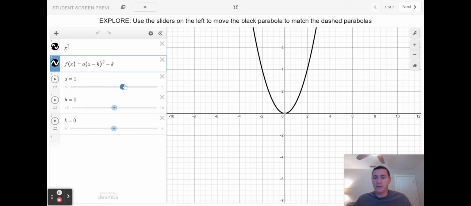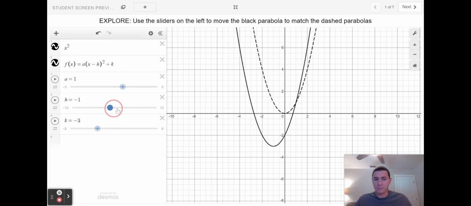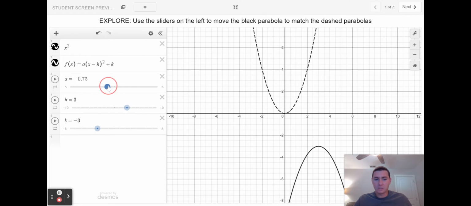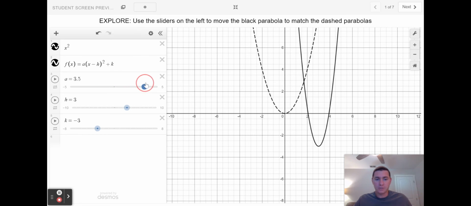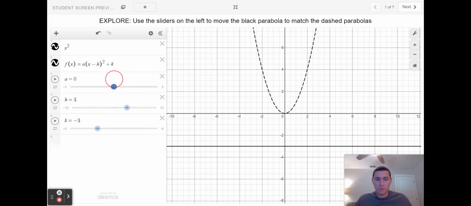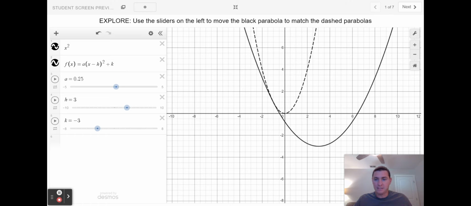Okay, so let's start by looking at what kinds of transformations we can make. We can move things up and down. We can move things left and right. And we can even make things upside down, super skinny, or super wide by manipulating these a, h, and k. So let's dive into some detail. What effect do these actually have?